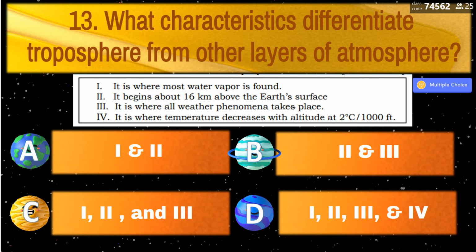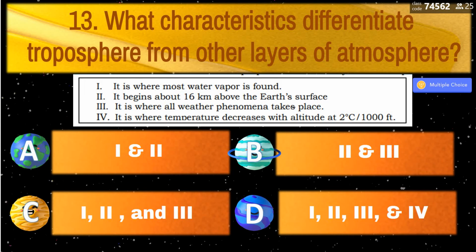1. It is where most water vapor is found. 2. It begins about 16 km above the Earth's surface. 3. It is where all weather phenomena takes place. Or 4. It is where temperature decreases with altitude at 2 degrees Celsius per 1,000 feet? Is it 1 and 2, 2 and 3, 1, 2 and 3, or 1, 2, 3 and 4?